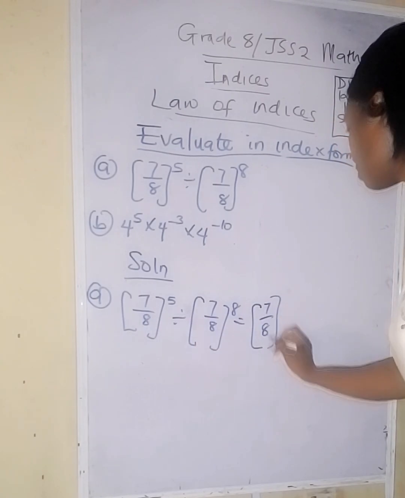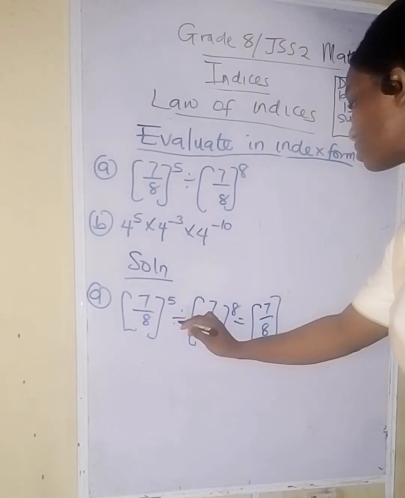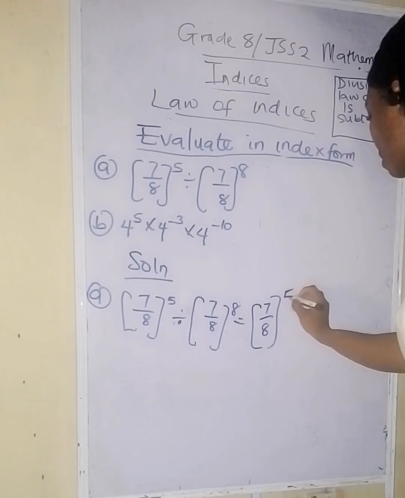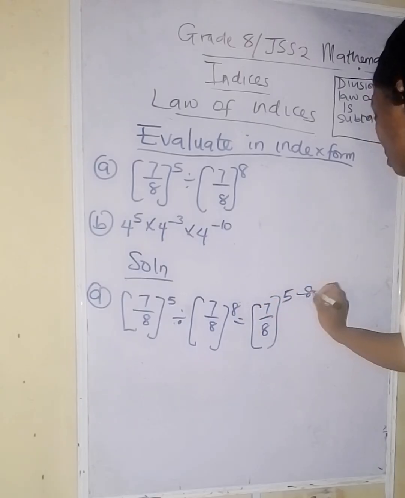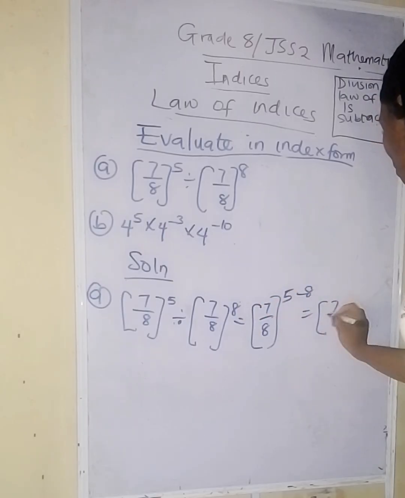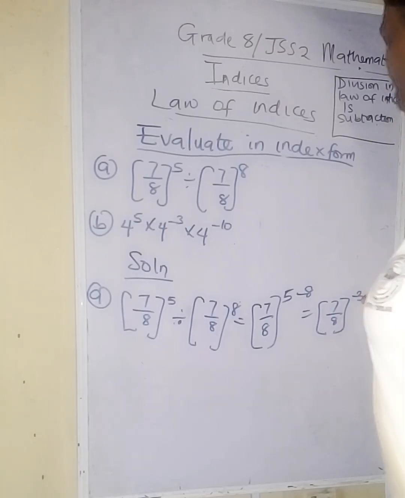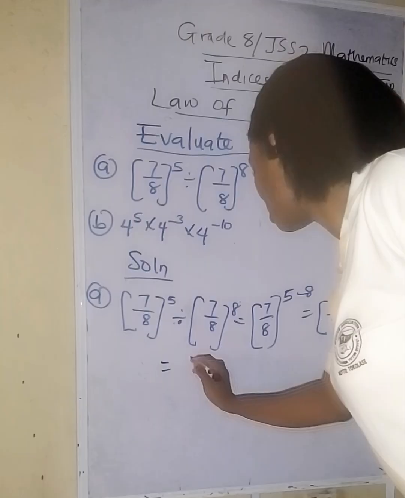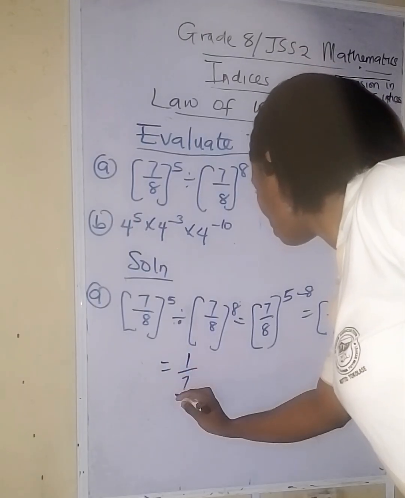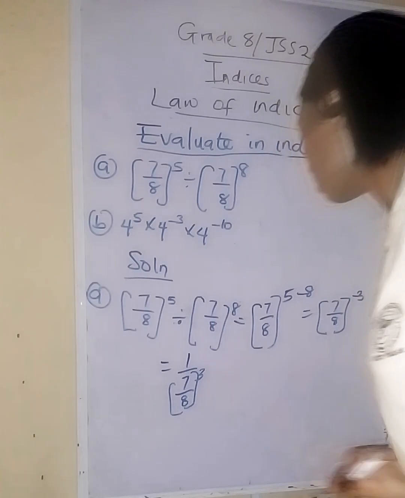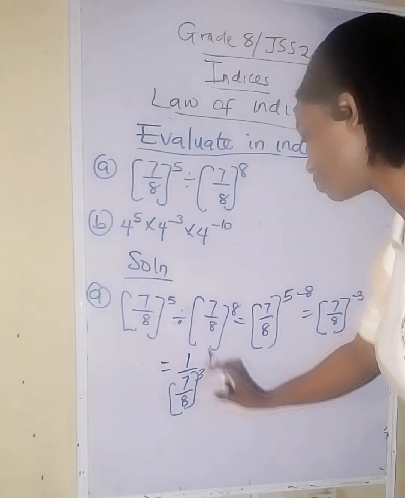So now, I thought that division is what? Subtraction. So let's pick the power now. We'll subtract the power, 5 minus 8. So this is 7 over 8 raised to the power minus 3. Okay, so let's move on now. So you know this is raised to the power minus 3. So that will be what? 1 over 7 over 8 raised to the power 3. Alright? So now we want to remove it.